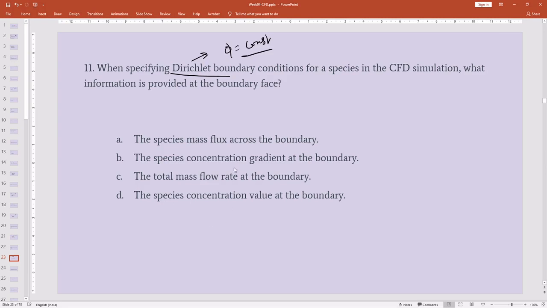So in the list of our options, here it is called flux, here it is concentration gradient, here it is mass flow rate. The only option talking about a fixed value is the fourth one. So our option is the fourth one, Option D, the species concentration value at the boundary.